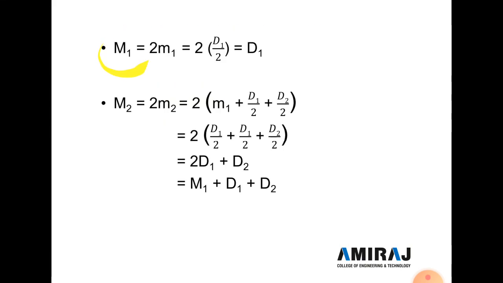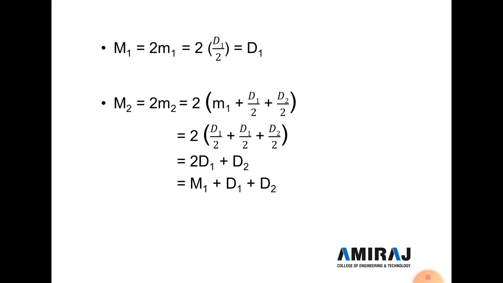So here similarly, M1 is equal to 2M1, and we already discussed in the last slide, M1 is equal to D1 by 2. So 2 times D1 by 2 is D1. Similarly M2 is 2 times M2, equal to this equation we already discussed: M1 plus D1 by 2 plus D2 by 2. So here 2M1 is equal to D1, so M1 is D1 by 2. So here put the M1 value, D1 by 2.